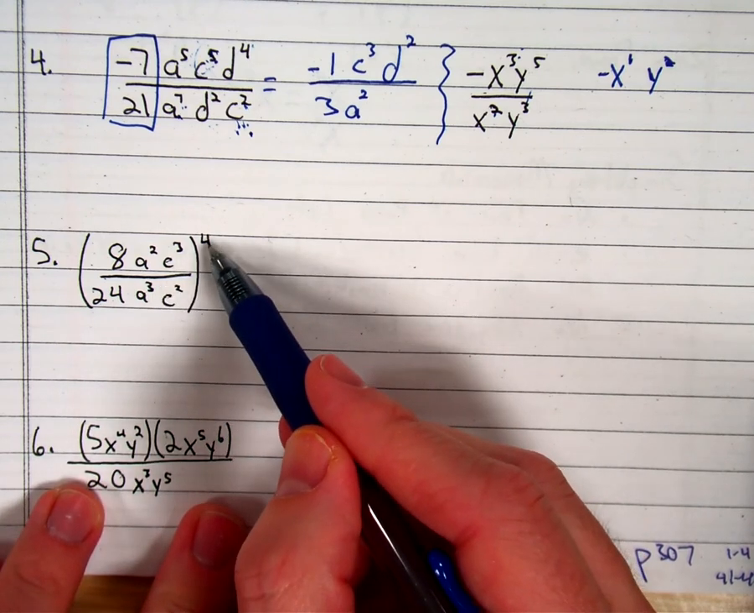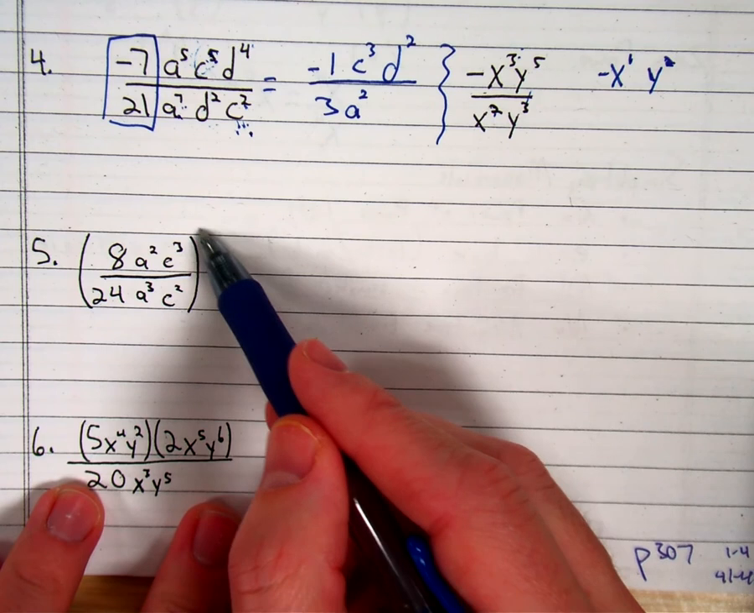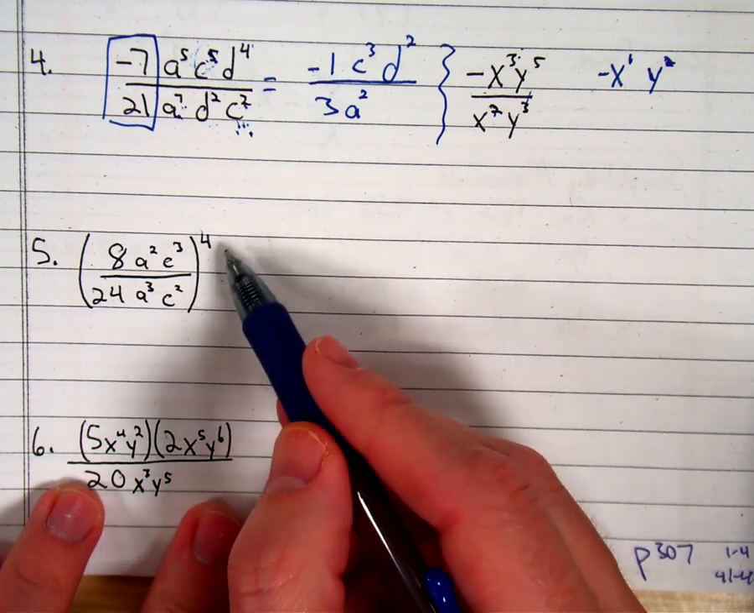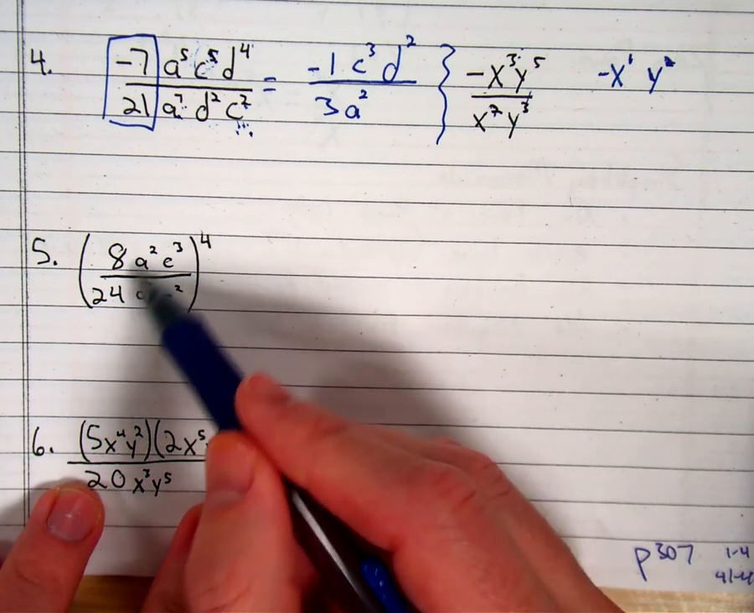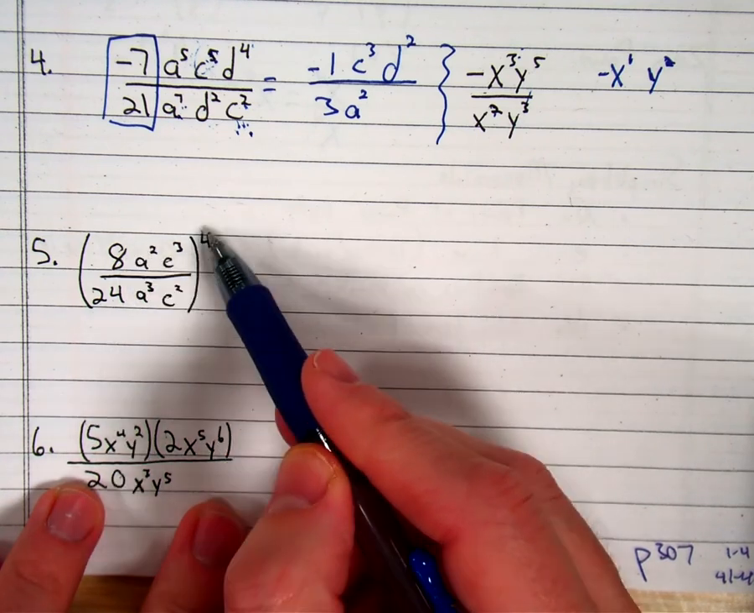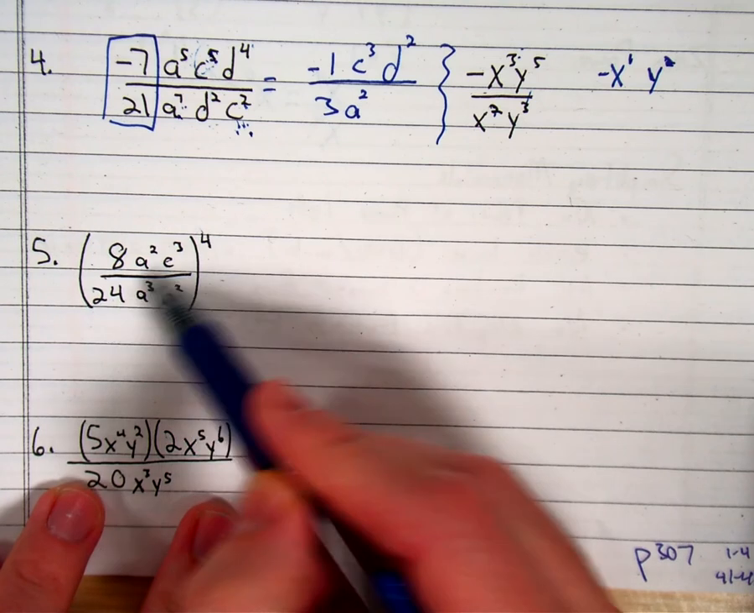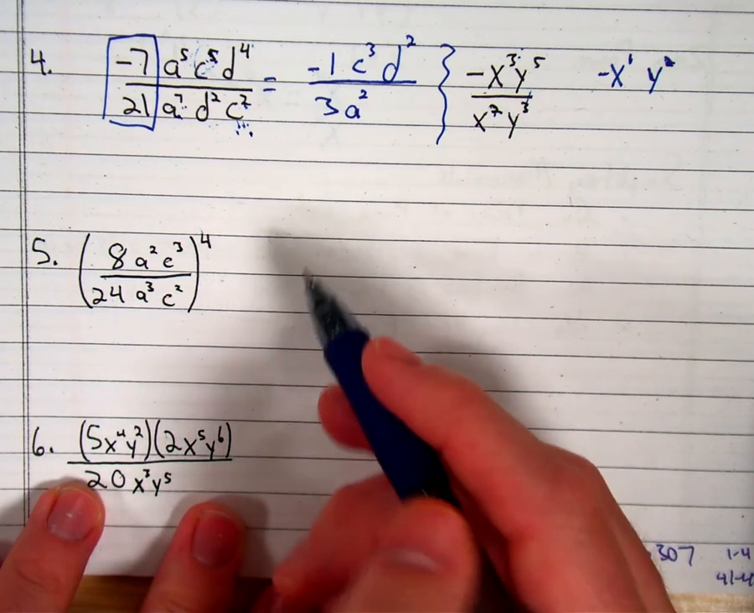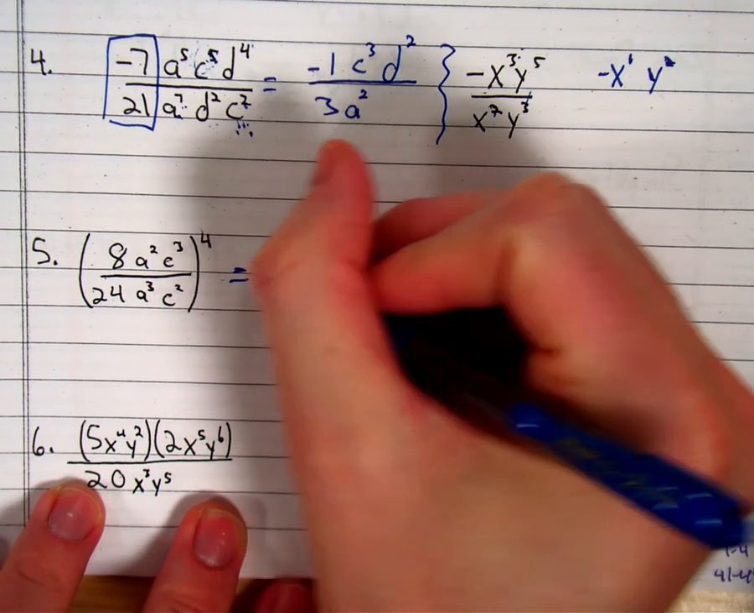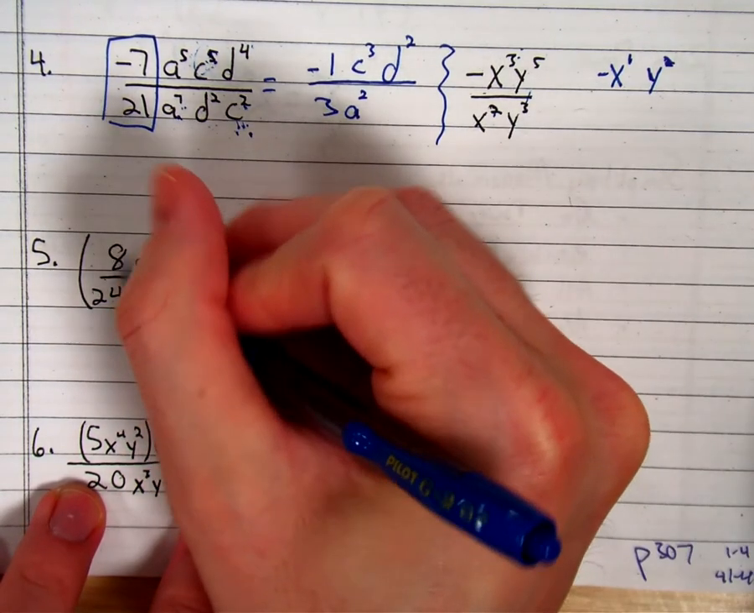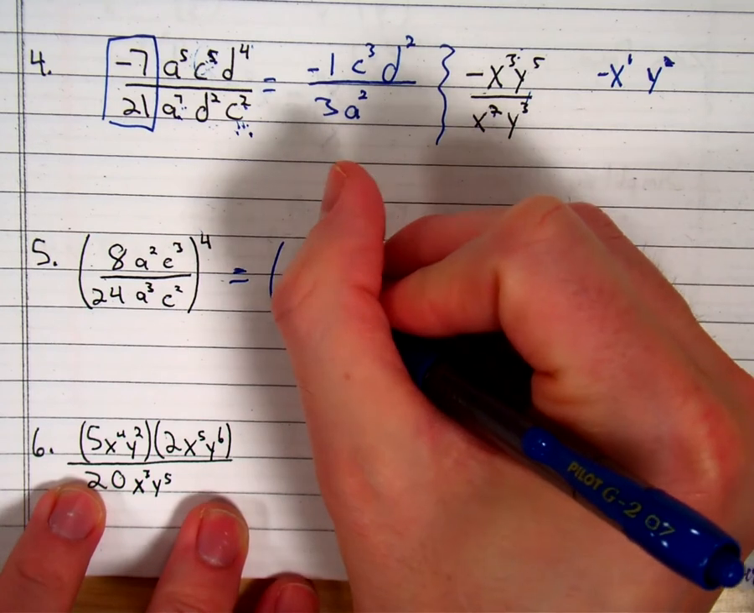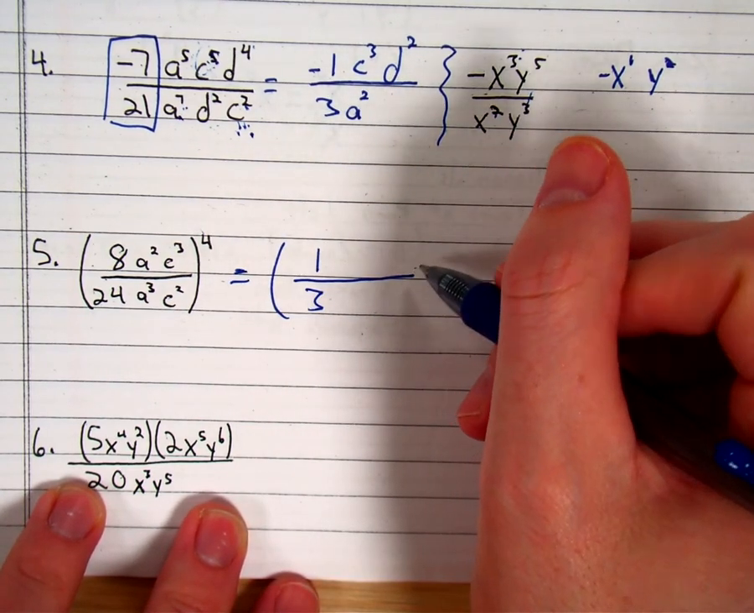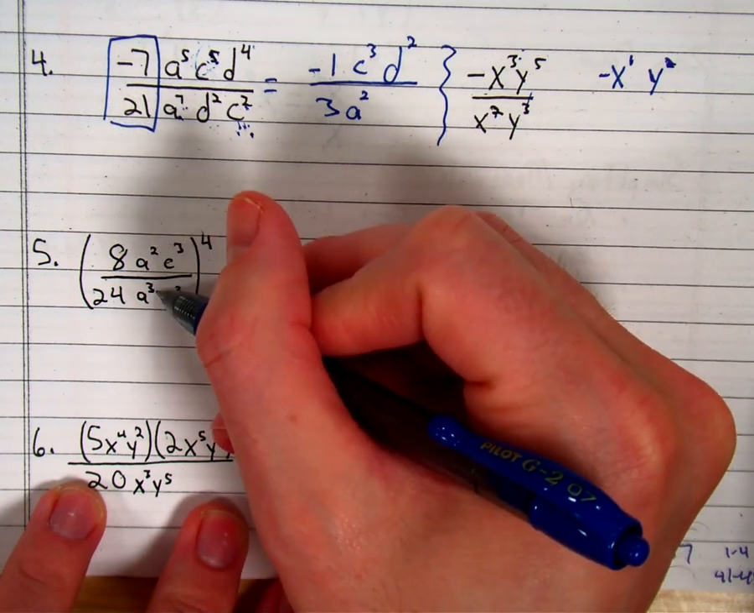Now, if you pushed this power of 4 to everything, you'll still be okay, and you could probably get the right answer, but you're going to have a lot bigger exponents, and 8 to the 4th is going to be big, 24 to the 4th is going to be really big, and that might be a little bit tougher to reduce. So just reduce this first a little bit. 8 over 24 is going to reduce to 1/3. And again, you don't need to put the 1 on the top. A squared on top, a to the 3rd on the bottom.